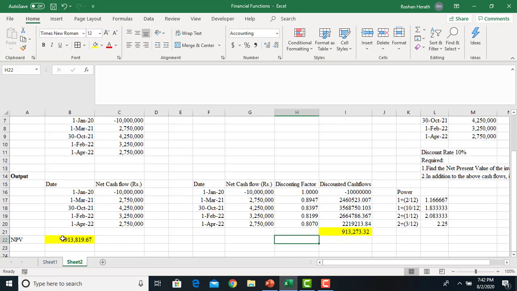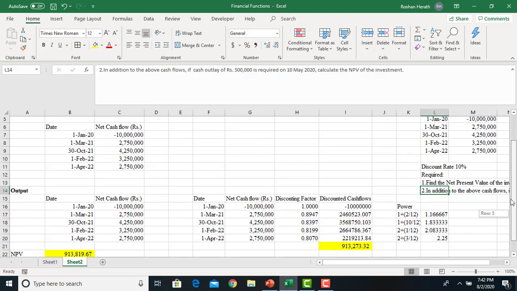So this confirms. Once you apply the XNPV, it brings all the cash flows to the very first day of the project and gives you the NPV. So here we have witnessed that by working it out manually, it confirms our position. Then if I go to the second requirement, it says that in addition to the above cash flows, if a cash outlay of 500,000 is required on 10th of May 2020, calculate the NPV of the investment.